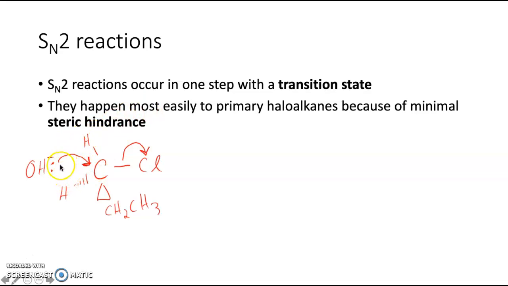Now reaction mechanisms show the movement of electrons, so there are some specific skills that go along with drawing them. We're showing the pair of electrons here coming in and attacking the carbon. This is our nucleophile. And then the pair of electrons here could then leave and join the chlorine.